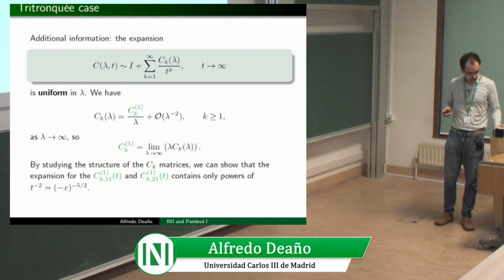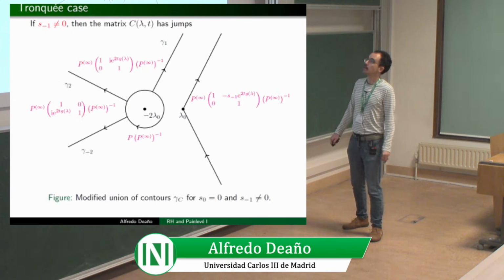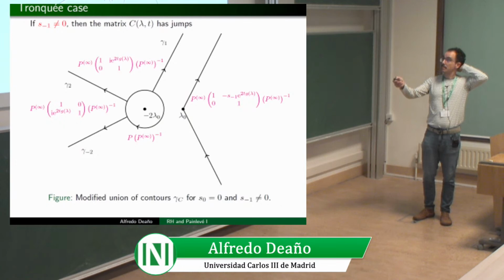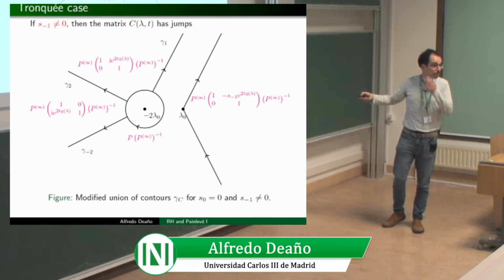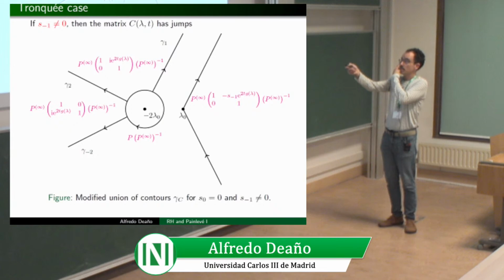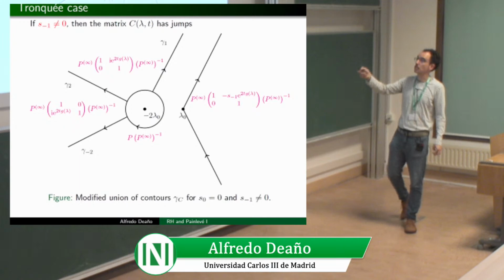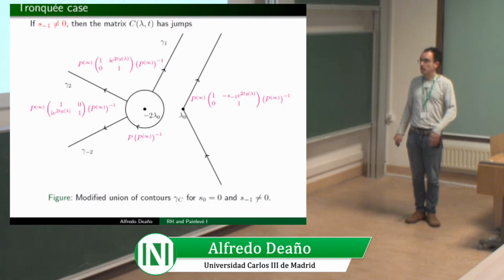Okay, and then the last thing, this may be a little bit new. If s minus 1 is different from 0, then I go back to the final problem, and this is what I solved before with the C matrix, but now I have this jump here, because s minus 1 is different from 0, so this jump is still there. This is exponentially small with respect to what you get here, which is what you expect. This contribution is going to be exponentially small, and then normally what you would do in orthogonal polynomials, in random matrix theory, in Painlevé, is just prove that it's exponentially small and you throw it away, okay?